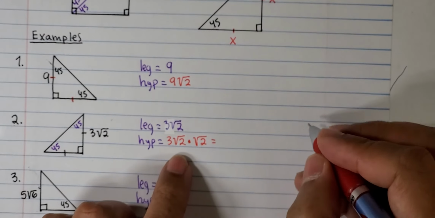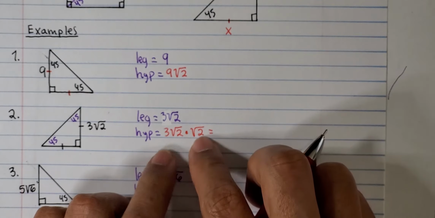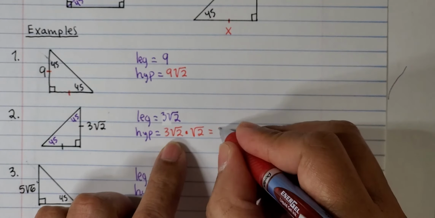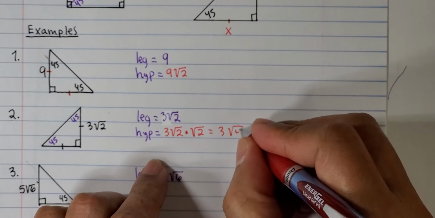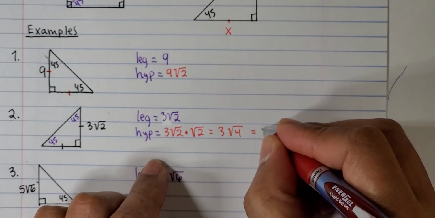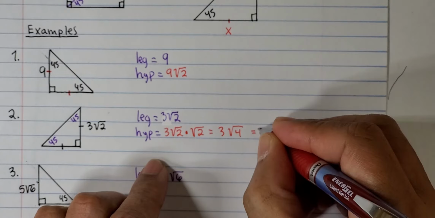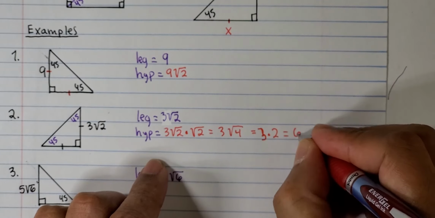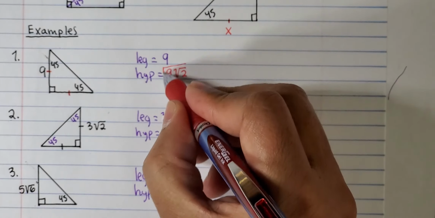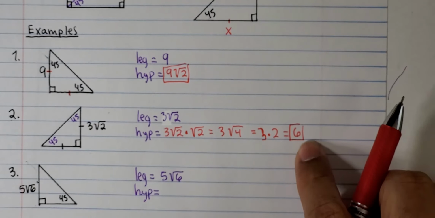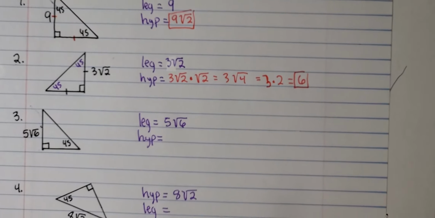So what happens here is all you do is you multiply the radicands, meaning the numbers inside of the square root or the radical. Okay, so this is square root of 3 times square root of 2 times 2. That's equal to 4. And as you all know, the square root of 4 is 2, right? So 3 times 2, which is equal to 6. And this is what we're trying to find. Okay, that's the length of the hypotenuse. All right, let's move on to the next example.